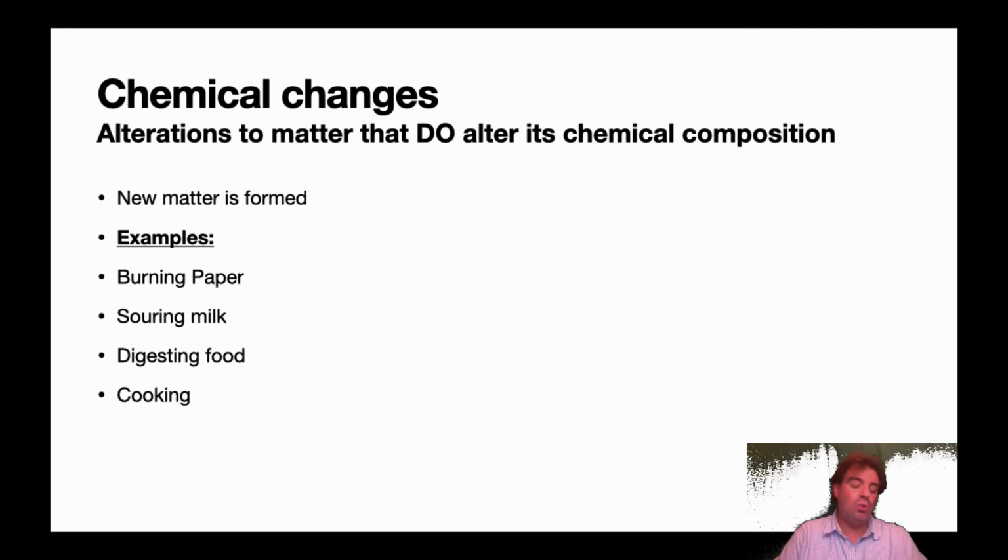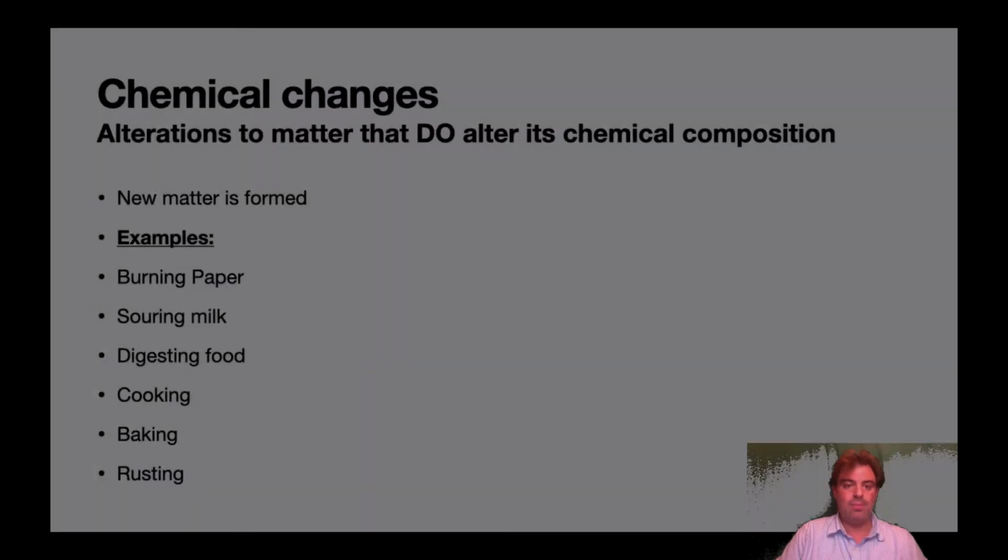Cooking, the same thing. You can't get the original raw materials back. Baking, rusting. These are all examples of chemical changes, and you formed now new material. When you rust something, you take a piece of metal and you react it with oxygen, and that actually occurs naturally, and you now have iron oxide. You can use a rust remover, but that simply removes the rust and exposes a new layer underneath this. You have not altered it.